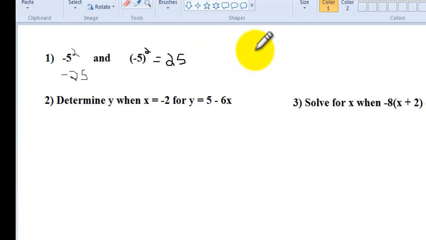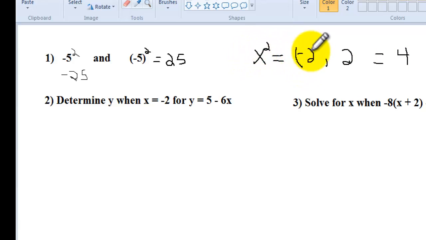So the interesting thing about squaring any number, if you have any number x squared, whether you start with a negative or a positive number, you're always going to generate a positive answer. So whether you're squaring negative 2 or 2, you'll always end up with 4, providing this is in the parentheses.